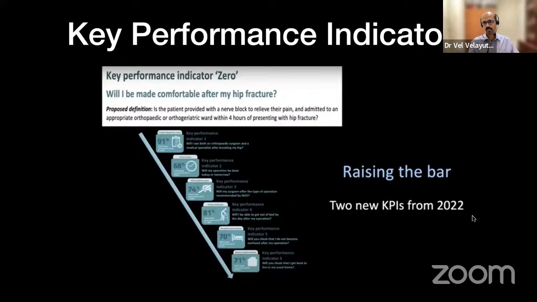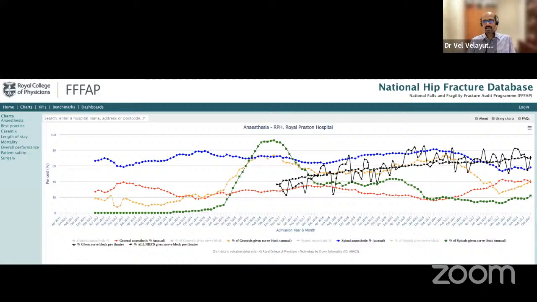And so, like I said, you can access the UK database from anywhere. And this is my hospital database. This is Royal Preston Hospital here. So this graph basically shows the anesthetic component of it. So these are people who had hip fracture surgery done from August 2012 up until October 2023. So this is the number of people. So if you look at it, this green line is spinal anesthetic.